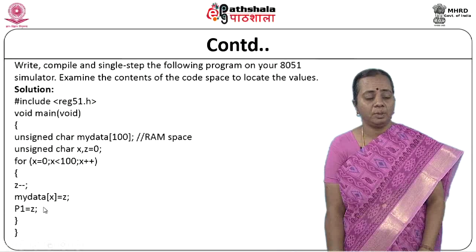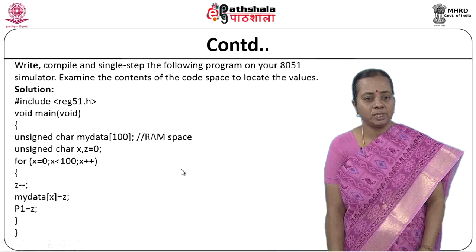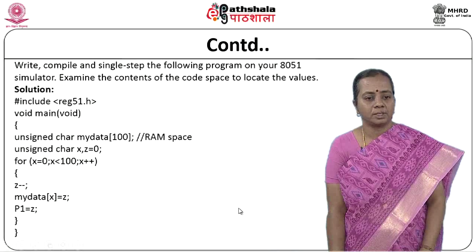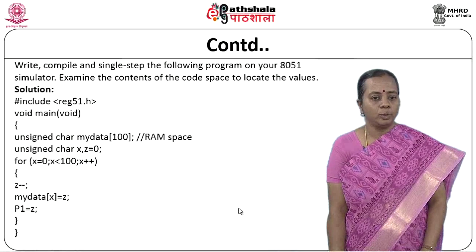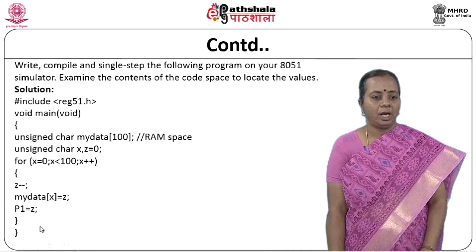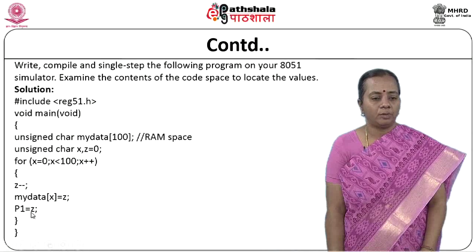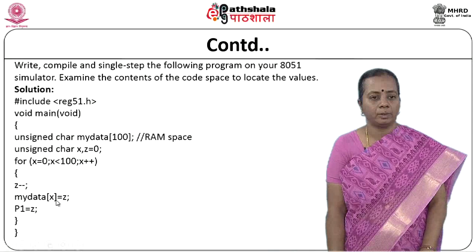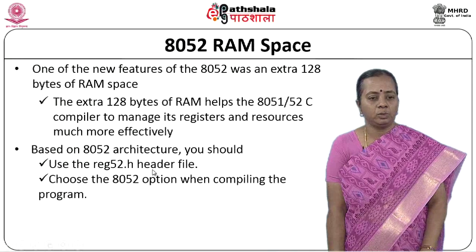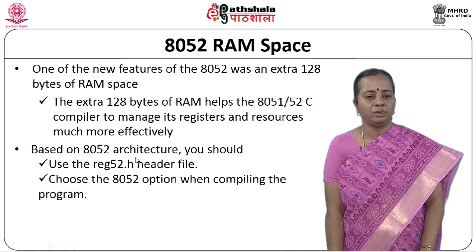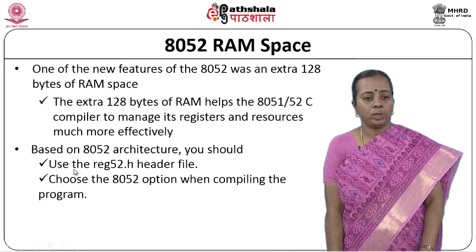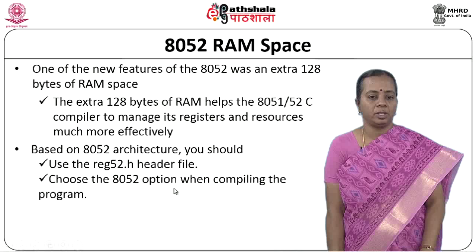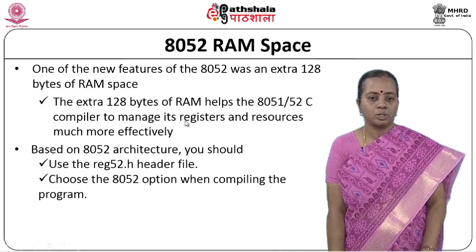So, now you just see that when you are storing it, the RAM space is filled for 100 different spaces, that you can examine with your simulator where this is getting stored, and z is also moved towards your P1, so that you can see how the values are simulated, and that particular value you can see in the RAM space. If I wanted to use something like 8052, there you can use the reg52 header file also. There you can use the different RAM space also.